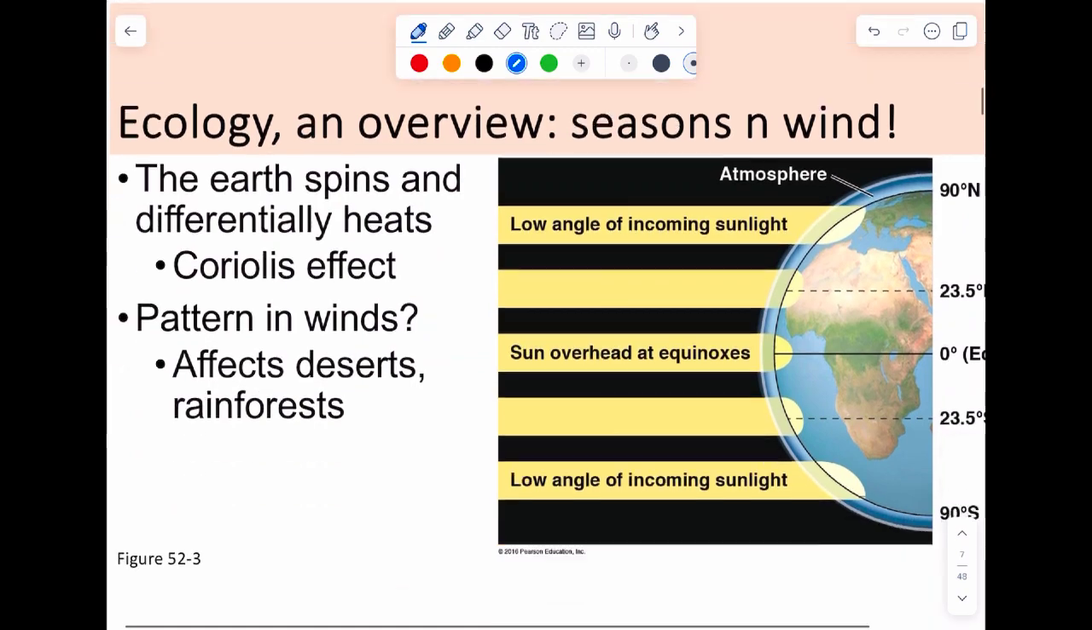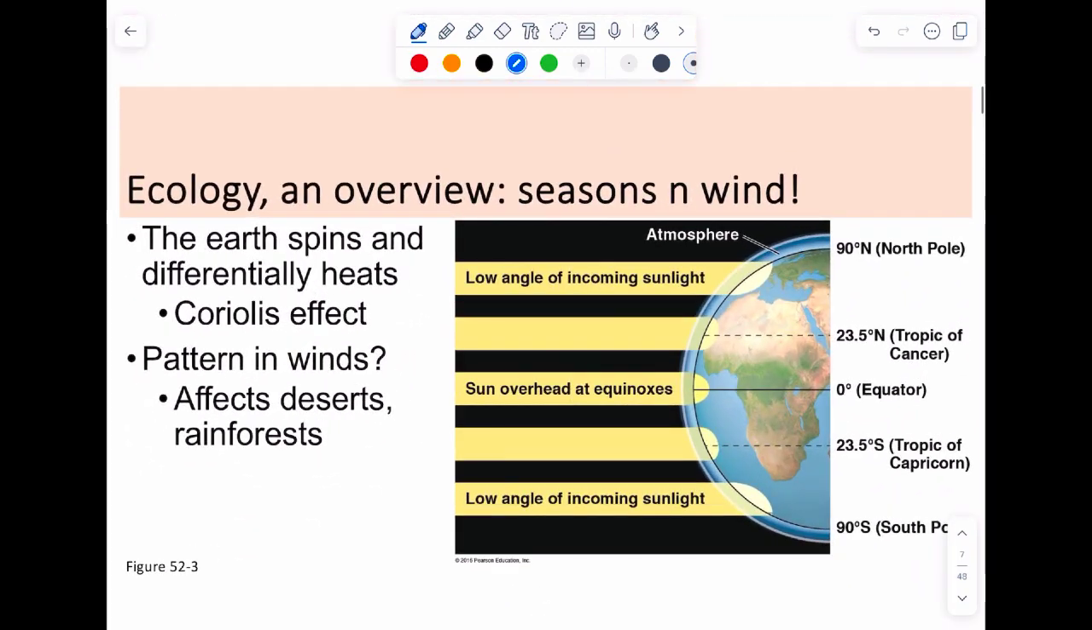So as we're flipping around, one of the things that we have to worry about, because we're on a tilt, is how light is going to hit us.